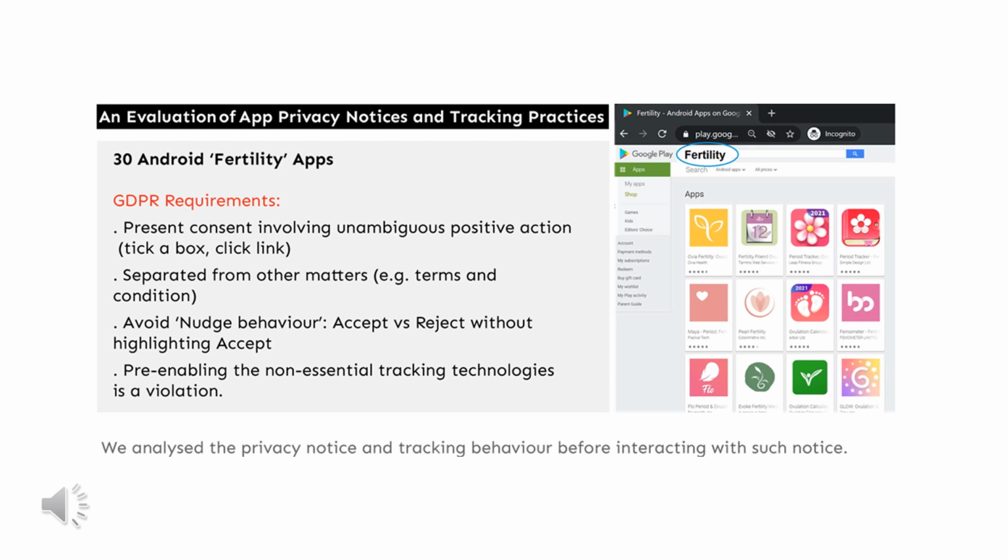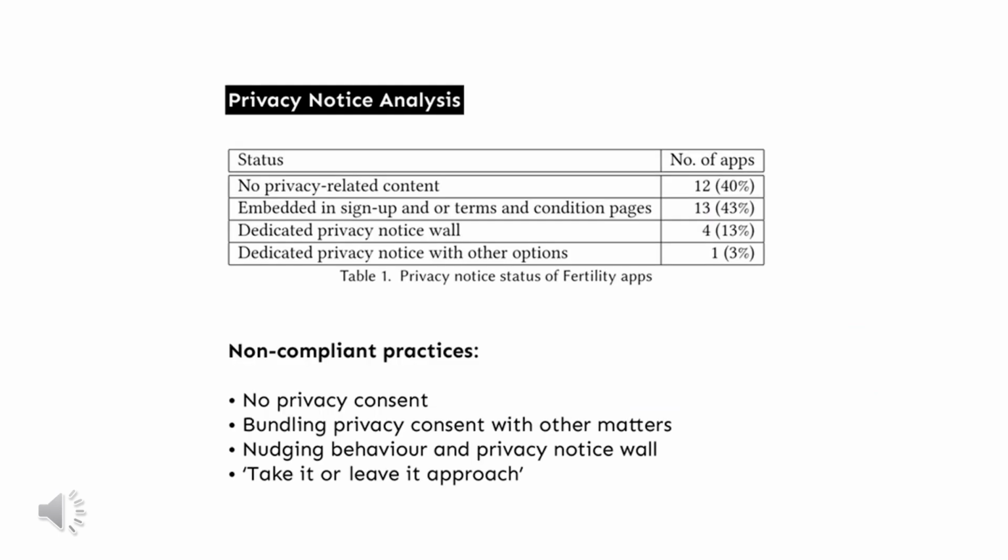We've evaluated the privacy notices and tracking practices of 30 Android fertility apps. To quickly review, the GDPR requires these apps to present a clear privacy consent, which is separated from other matters and does not include nudge behavior. Pre-enabling non-essential tracking technologies is also a violation. We found multiple non-compliant practices in these apps, including no privacy notice, bundling it with other matters, nudging the user via privacy notice walls, highlighting accept over reject, and generally the take it or leave it approach.